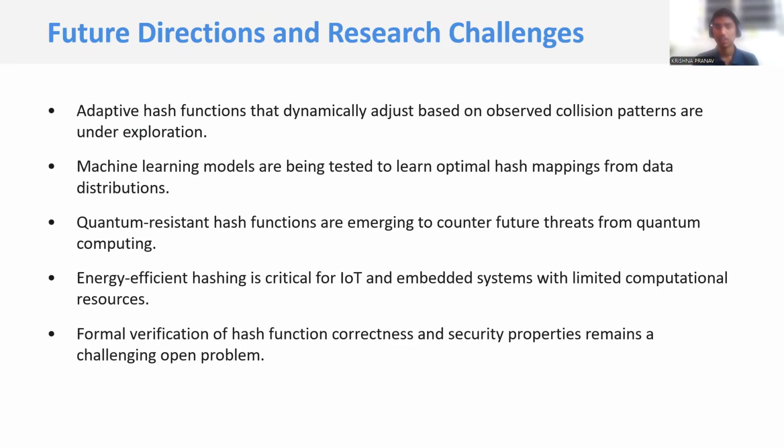Research challenges. Energy-efficient hashing is critical for IoT and embedded systems with limited computational resources. Formal verification of hash function correctness and security properties remains a challenging open problem. Machine learning models are being tested to learn optimal hash mapping from data distribution. Quantum-resistant hash functions are emerging to counter future threats from quantum computing.